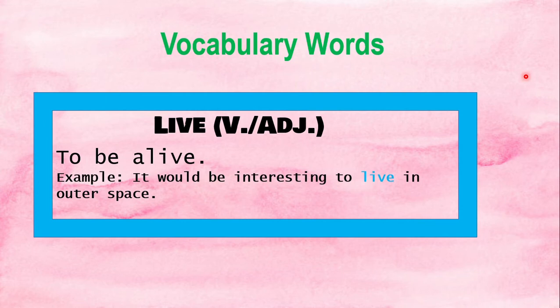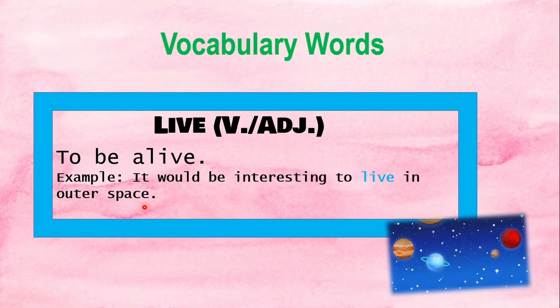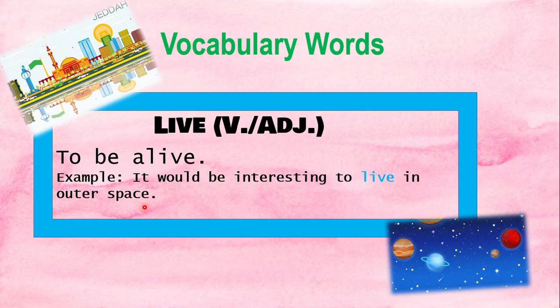For example, it would be interesting to live in outer space. It would be interesting to live, to be alive, in outer space. Or you can say, I live in Jeddah. So live means to be alive.